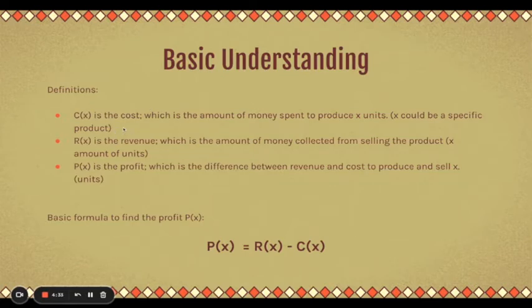So x could be a specific product like books or cell phones or anything. R(x) is the revenue, which is the amount of money collected from selling the product. So it is also x amount of units. P(x), which is the profit, is the difference between revenue and cost to produce and sell x. So from this understanding, we can know that P(x) is equal to R(x) minus C(x) in order to get the profit.